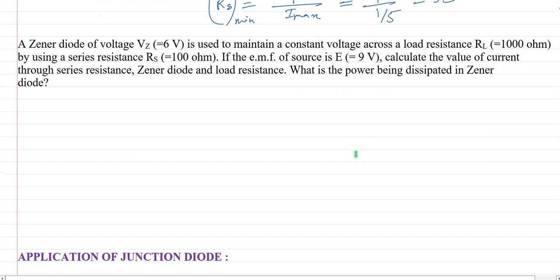Here is a problem. A Zener diode of voltage Vz equals 6 volt is used to maintain a constant voltage across load resistance RL equals 1000 ohm by using a series resistance RS of 100 ohm. If the EMF source is 9 volt, calculate the value of current through the series resistance, Zener diode, and load resistance. What is the power being dissipated in the Zener diode? So just complete the circuit. This is RS, this is RL.